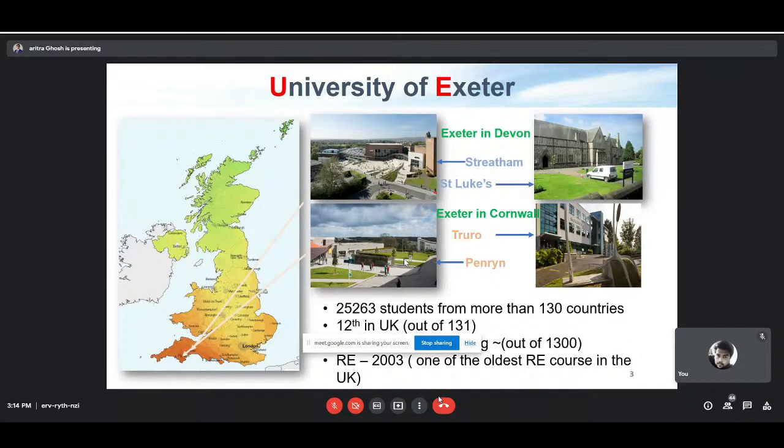My university is currently ranked 12 in the UK, and it is also ranked nearly 149 this year out of 1,300 universities in the QS ranking. My department is renewable energy, which was established back in 2003, and which is the oldest RE course inside the UK.